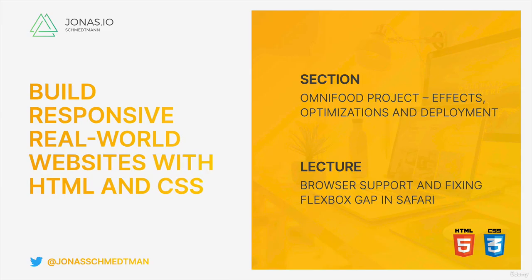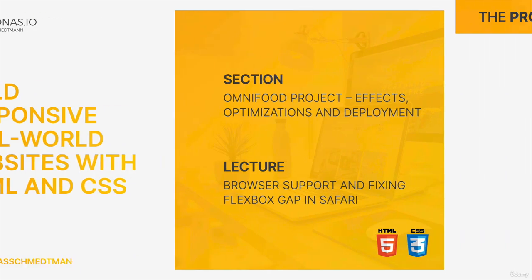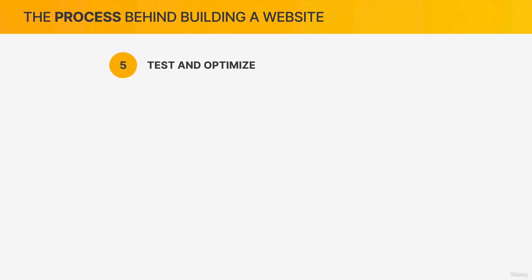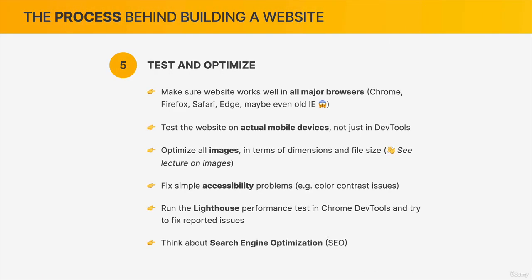So with the latest effects that we just implemented using JavaScript, we can now basically consider that the design and planning step of our project is finished. So what that means is that now we're ready to move on to the next step. And that next step is the test and optimize phase, which, remember, includes these points here.